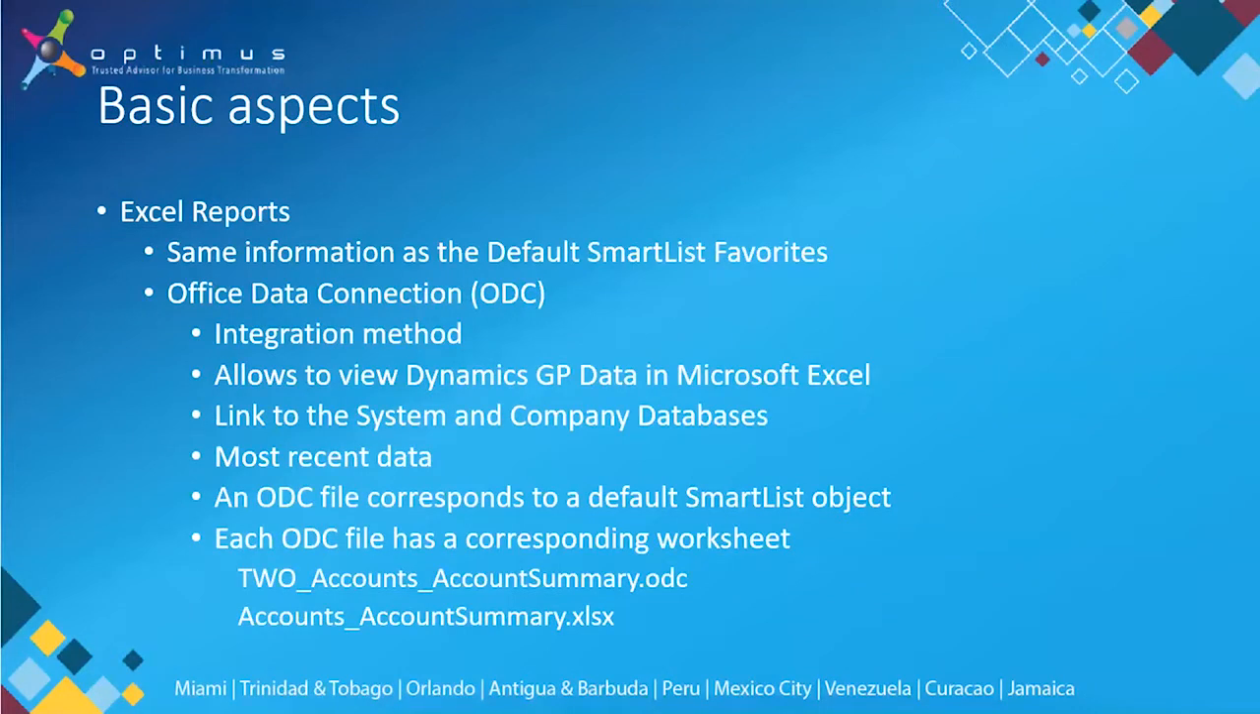I have here an example of the files. In this case, for example, we have the Accounts Account Summary ODC file. This file represents the connection to the database, and it will pull information for the account summary report in the sample company. In addition, we have the Excel worksheet Accounts Account Summary, which represents the report data.